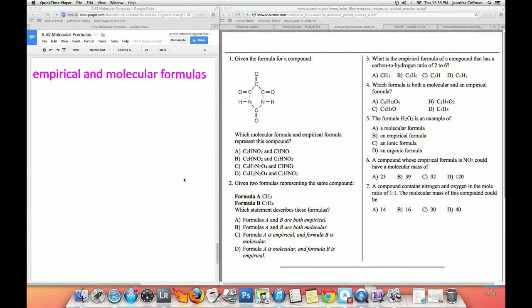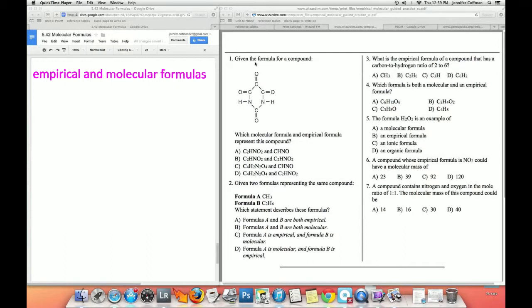Okay, in this short program, we're going to take a look at some of the types of questions you might see on molecular and empirical formulas in Regents format. On this side of the page, I brought up some questions from our test bank, the kind of test bank that I would use for your exams or your quizzes, and I have 7 of them pulled up here. So let's go through some of them.